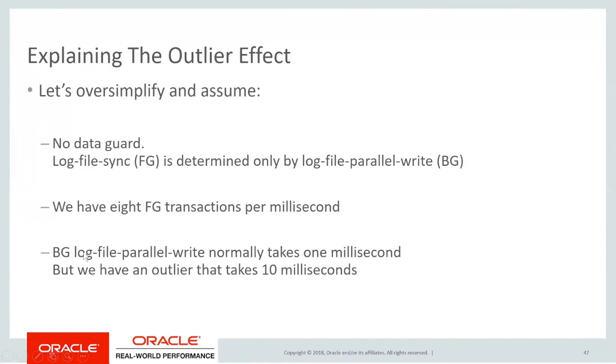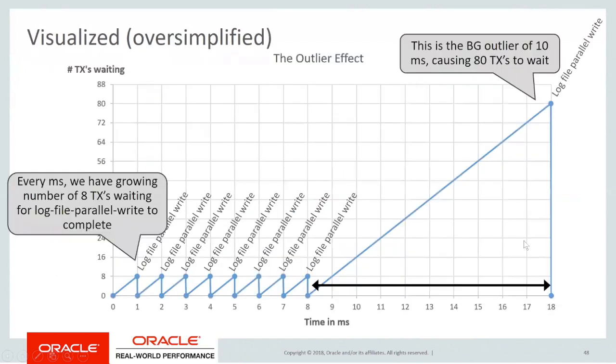Let's take this scenario and visualize that. So I'm visualizing that scenario here. On the horizontal axis, I have my elapsed time going on, so I have milliseconds. I go from 0 to 18 milliseconds here. On the vertical axis, I'm showing the number of transactions that are currently waiting for a log file sync.